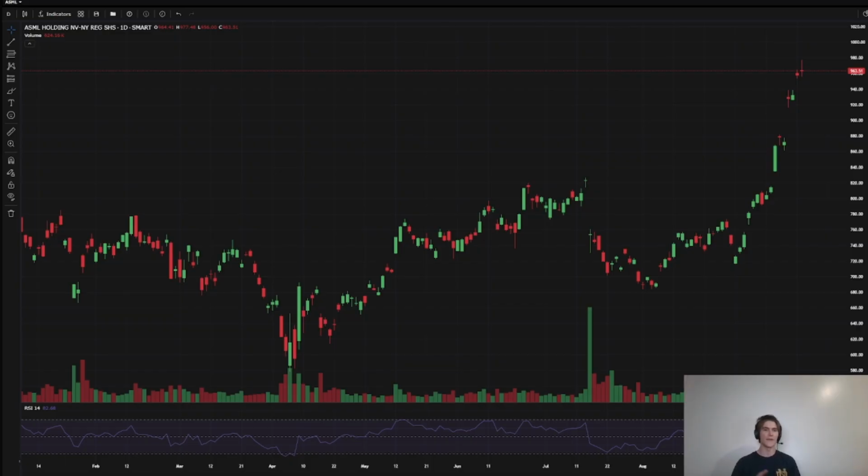100 is decent, and 50 is very good for mid to even short-term trades, depending on what time frame you're looking at in the market.